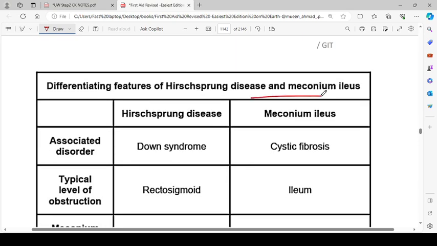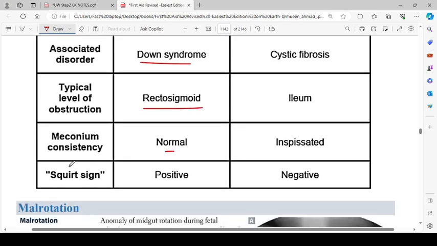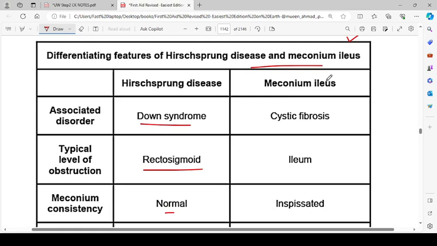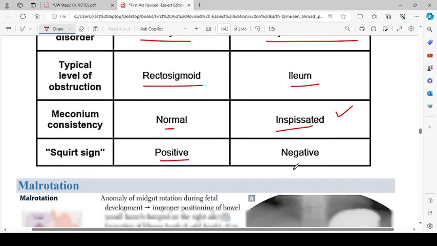How do we differentiate Hirschsprung disease from meconium ileus? So, Hirschsprung disease, the associated disorder is Down syndrome. Typical level of obstruction is recto-sigmoid. Meconium consistency will be normal and squat sign will be positive. In meconium ileus, that is seen in cystic fibrosis. So associated disorder, cystic fibrosis, the typical level of obstruction is ileum. Meconium consistency will be inspissated, that is thickened, and squat sign will be negative.